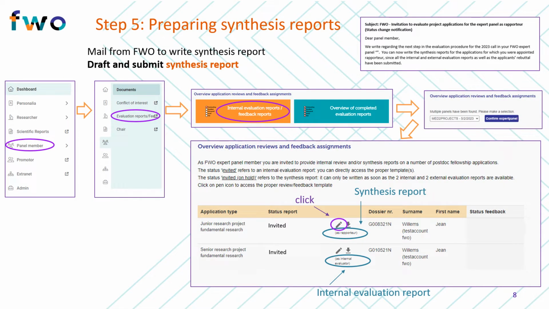After all internal and external evaluation reports have been sent to the applicants, they have the opportunity to submit a rebuttal. Once the rebuttals are submitted, FWO will send you a new notification email to invite you to write and submit a synthesis report for the applications for which you are appointed as rapporteur. You should access the e-portal in the same way as you did to find the documents needed to write your internal evaluation reports. You can then access the proposals labeled as rapporteur, which will no longer have the status on hold. Again, use the pencil icon to access the actual evaluation form.